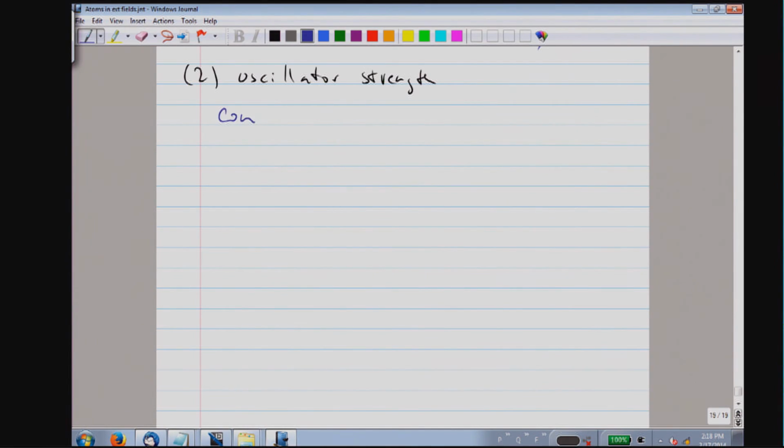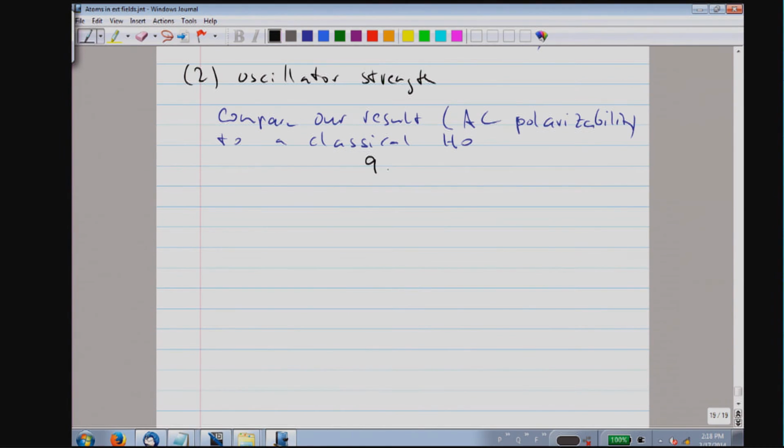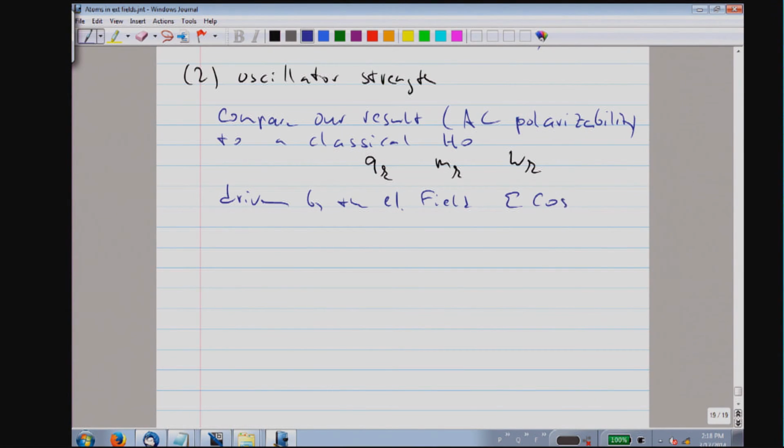So, compare our result for the AC polarizability to a classical harmonic oscillator. So I assume this classical harmonic oscillator has a charge, a mass term, and a frequency. And both the atom and the classical harmonic oscillator are driven by the time-dependent electric field, which we have already parameterized by cosine omega t.